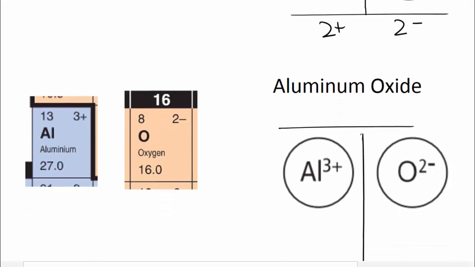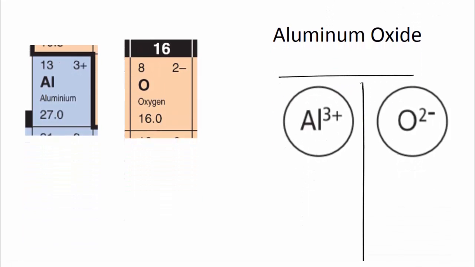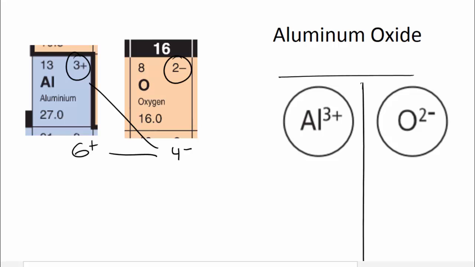Now the final one here is just slightly a little bit more difficult, but not really. When we look at aluminum, it's a 3+, oxygen is a 2-. So you think, okay, well if I have 2 oxygens, then I'm going to have a 4-. It still doesn't jive with the 3+. If I double the aluminum, I'm going to have a 6+. They still don't jive. So what do we do?